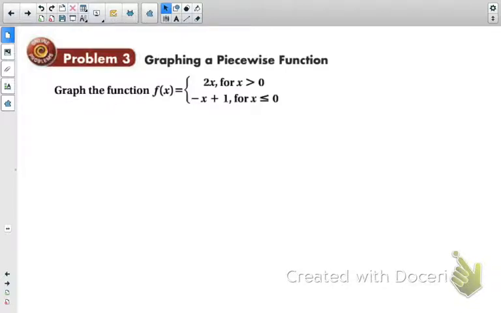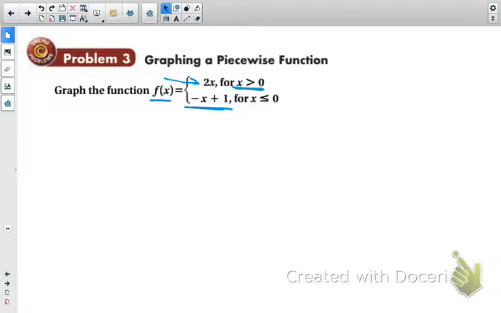So it says graph the function f of x. Remember, this is like your y. So y equals, then has two parts. That means we're going to have two parts to this graph, so two different types of graphs here. The first one is just 2x, but that's only for when x is greater than 0. The second part is negative x plus 1 for x is less than or equal to 0.